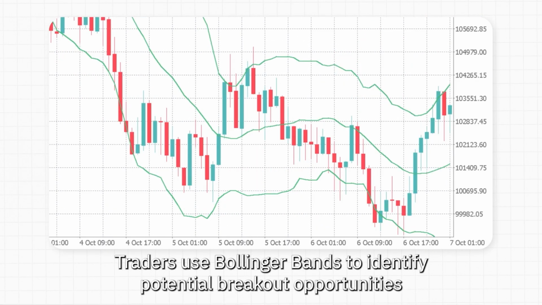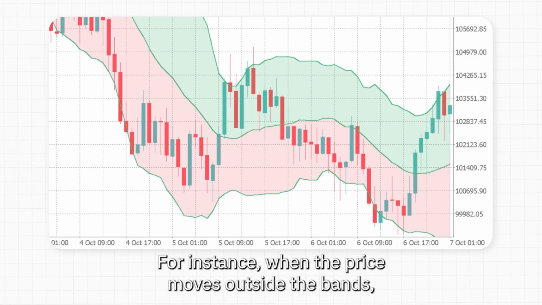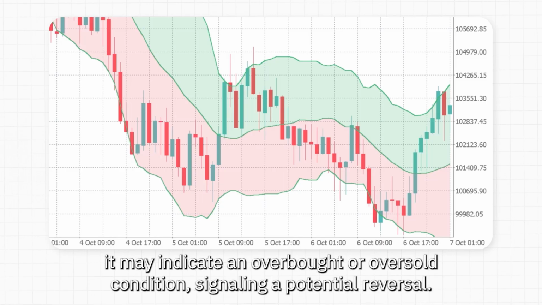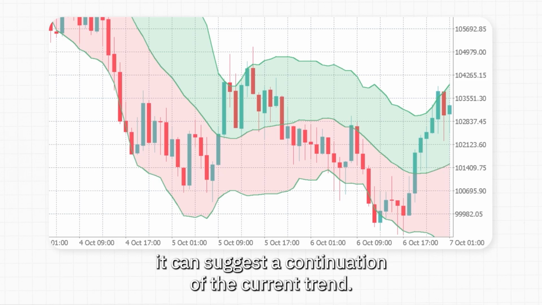Traders use Bollinger Bands to identify potential breakout opportunities and gauge the strength of trends. For instance, when the price moves outside the bands, it may indicate an overbought or oversold condition, signaling a potential reversal. Additionally, if the price consistently touches one of the bands, it can suggest a continuation of the current trend.